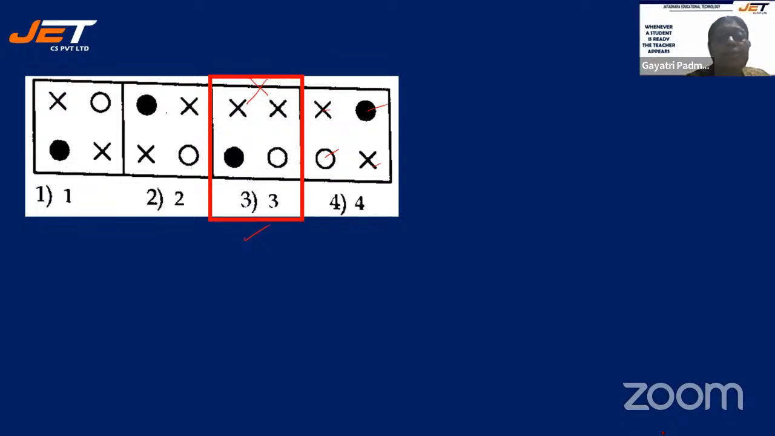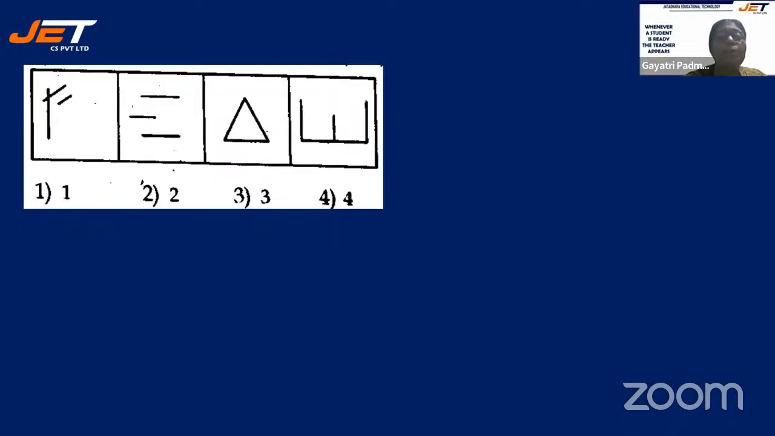All right. I'm sure you would have understood this. Let's move on to the next slide. You have option 1, option 2, option 3, and option 4. Quickly. All right. This is also very simple. Very, very simple, in fact.